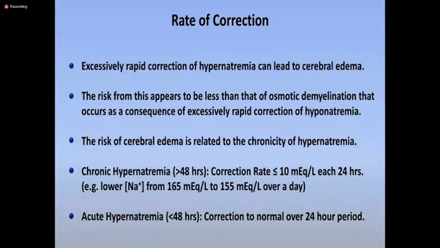So we've talked of the risk of excessive rapid correction of hypernatremia leading to cerebral edema. When it comes to acute hypernatremia, you want to correct this within a 24-hour period because of the consequences that will follow with delayed treatment. However, in chronic hypernatremia, you don't want to correct this rapidly, so you want a correction rate of less than 10 milliequivalents in 24 hours as you keep rechecking the sodium level so that you know the next action to take.